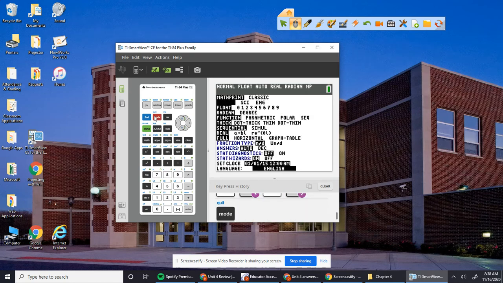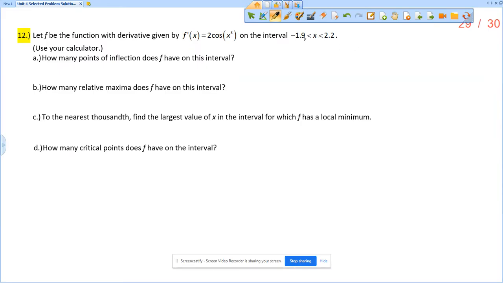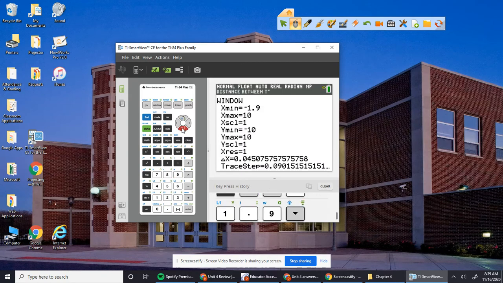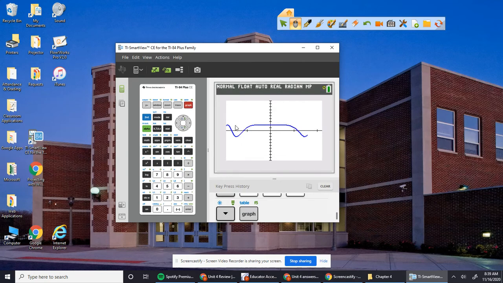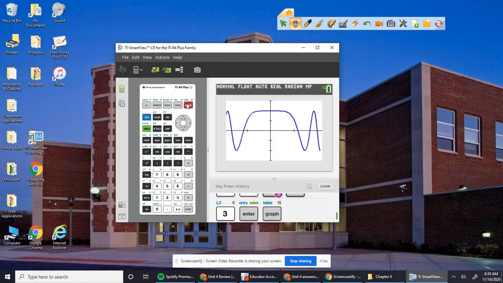Now, you also want to make sure that your mode is in radians. And then we also want to set our window. It tells you that x is between negative 1.9 and 2.2, so you want to change your window to an x minimum of negative 1.9 and an x max of positive 2.2. When you graph, you're going to see this. This is not bad, but sometimes you might want to adjust the Y's, so let's say negative 3 and positive 3, which will get you a better view of the Y values.